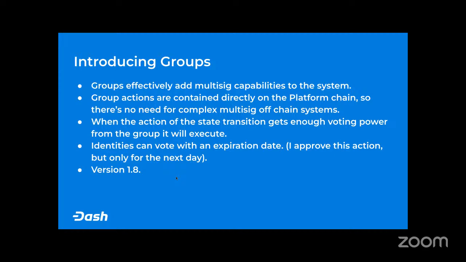You can also put in an expiration date. So you can say, I approve this action, but I only approve it for the next 24 hours. If the other people are not on board by that time, then my vote expires. For right now, groups will be only on tokens, not for all state transitions, because we have to go iteratively. But it adds a lot of power to tokens, and it's kind of a requested feature.